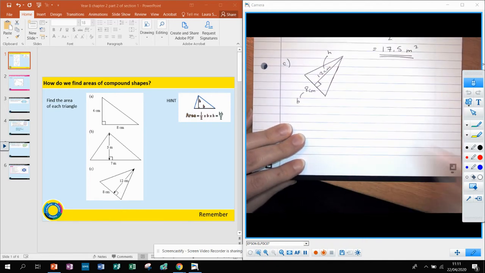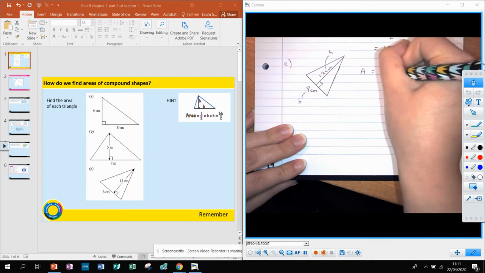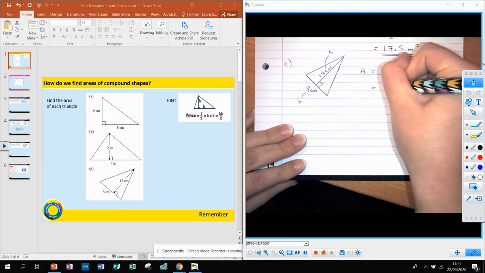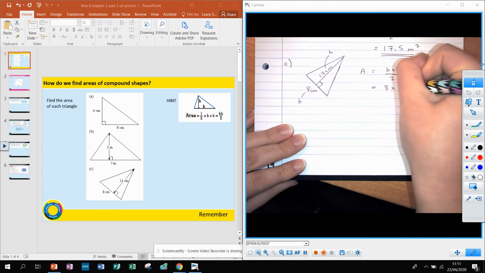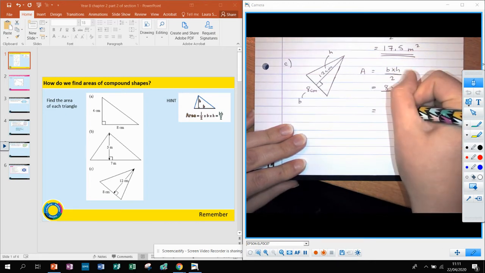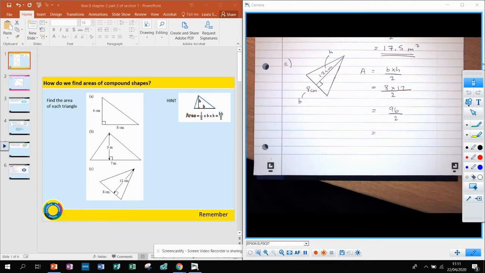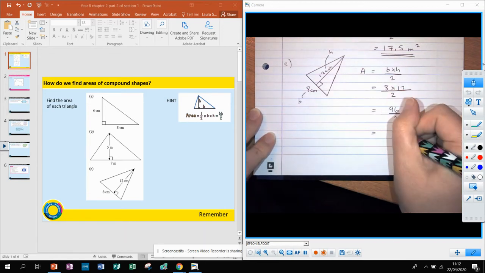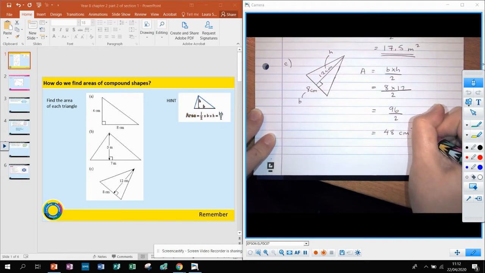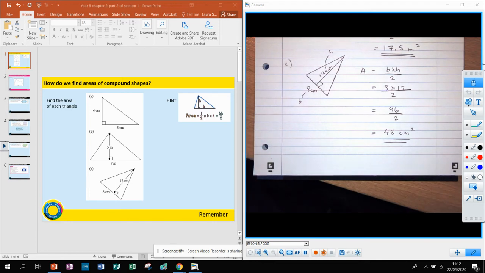So we're now going to put that into our formula. Area is base times height divided by 2, which is equal to, in this case, 8 times 12 divided by 2, which is equal to 96 divided by 2. If we're doing this mentally, half of 90 is 45, and half of 6 is 3. 45 plus 3 is 48, and in this case, centimeters squared. So hopefully you guys were okay with that starter.